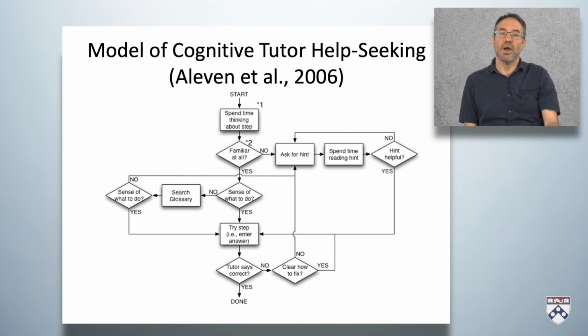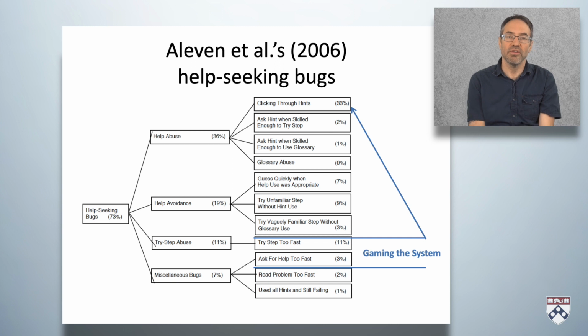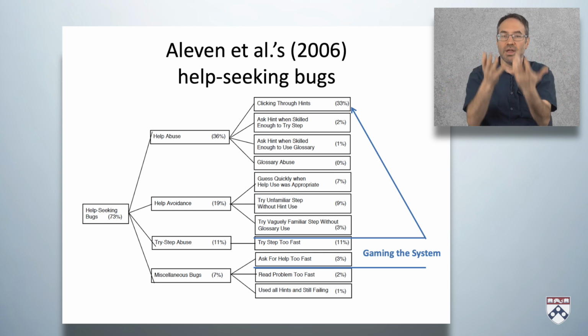Here is a diagram of Aleven's model, which again I would encourage you to go through in detail, step through it. The paper does a good job of describing it as well. And here is Aleven's taxonomy of help-seeking bugs. And you can see here that they break down into different kinds of bugs involving hint use, bugs involving the glossary in that system, bugs involving making errors.